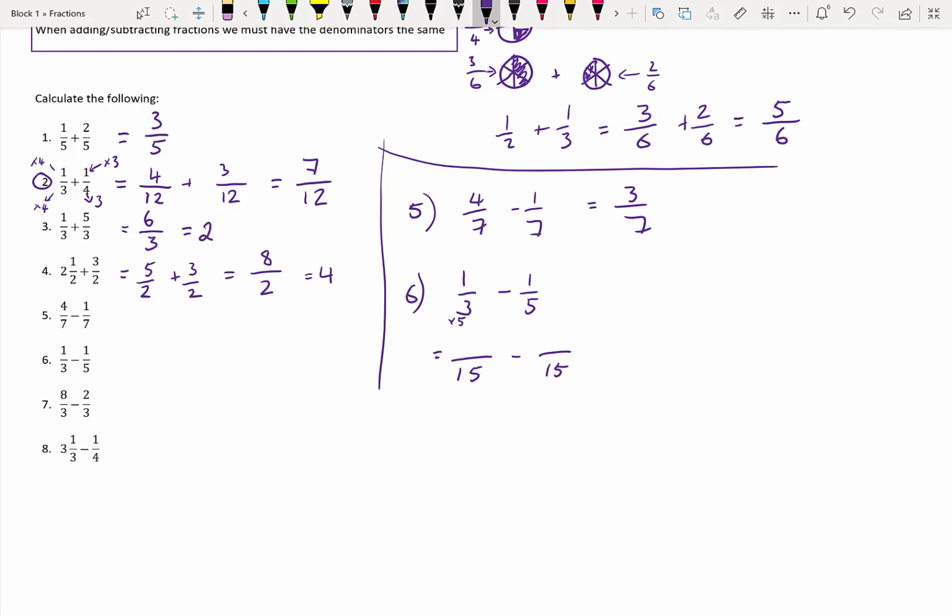So I'm going to deal with them both in terms of 15ths. So I need to multiply that one by 5, multiply that one by 3. If I've got 5 times as many bits, I need to have 5 times as many bits there. And I've got 3 times as many on that side. So 1 times 5 is 5. 1 times 3 is 3. Denominator is the same now, so I can write my denominator straight in. My size is the 15ths of the shape. If I've got 5 of them here, and I take away 3 of them, that just leaves me with 2 of them.